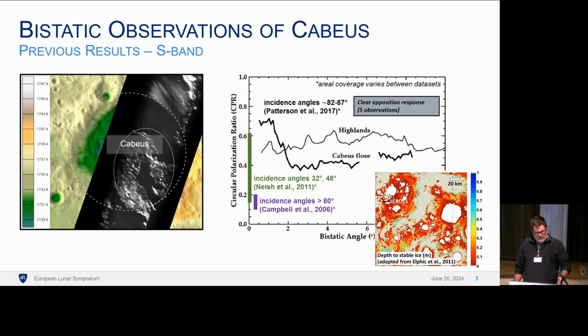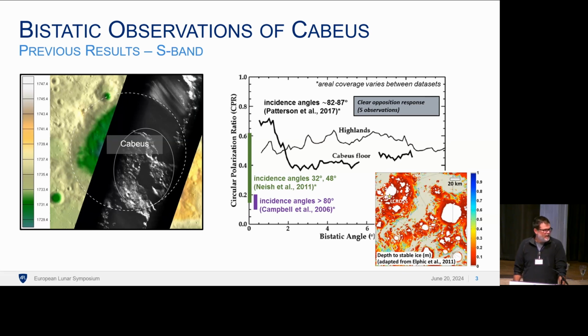We used initial data acquired by Mini-RF in this bistatic mode from about 2012 to 2015 to look specifically at Cabeus crater, in part because we had a fair number of bistatic observations. We had 5 or 6 bistatic observations. We had known that there was water present at Cabeus from the LCROSS impact. And we wanted to see if we could see a signature of water ice there with the radar. We hadn't observed it in the monostatic phase.